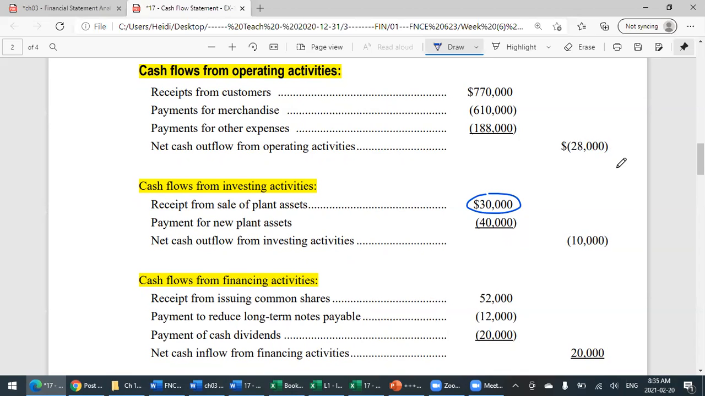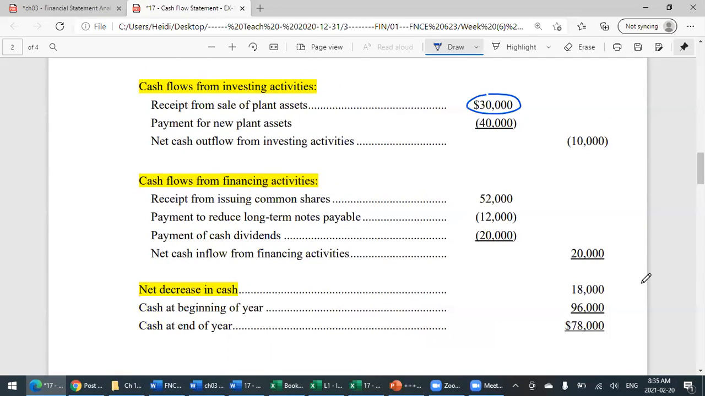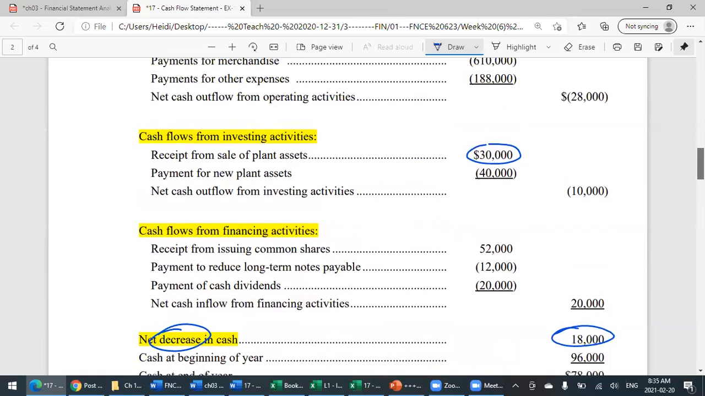Now you may say, well, then this is no good, right? Because based on this, it's a minus here, a minus here, and a plus here, but on the whole, it's a minus. Does that mean this company is no good? Because I have an overall minus of $18,000 at the end of the year. So it means after running my business for 1 year, I'm not gaining any cash. I'm losing $18,000 of cash.